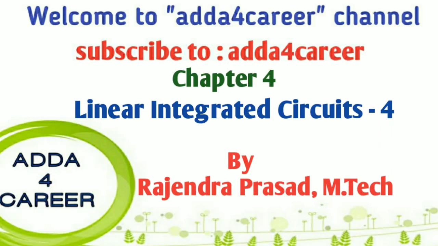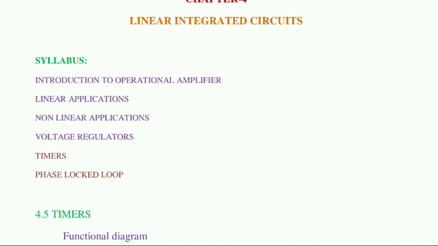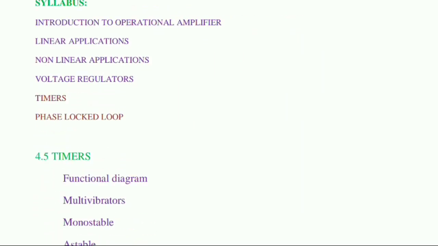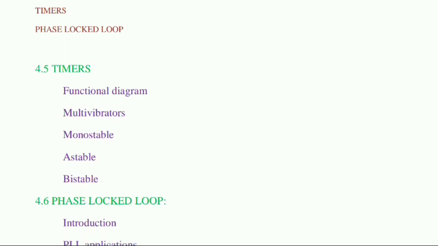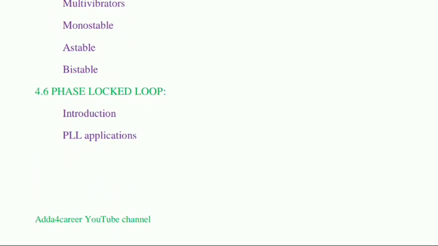In this video we are going to discuss RRB JE Electronics and Allied Engineering, Chapter 4, Linear Integrated Circuits. The last two topics are timers and phase lock loop. In timers we are going to discuss the functional diagram and multivibrators. Multivibrators are monostable, astable and bistable multivibrators. In phase lock loop, the introduction, and the most important topic is PLL applications.